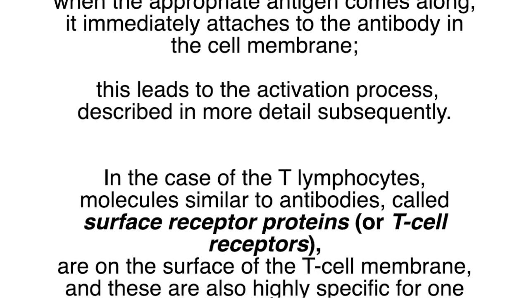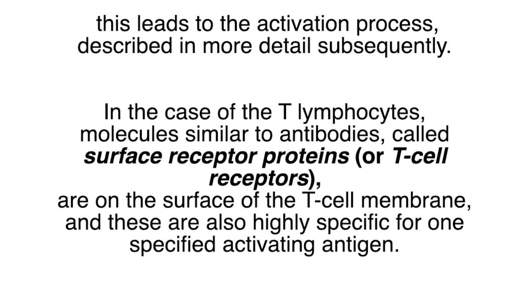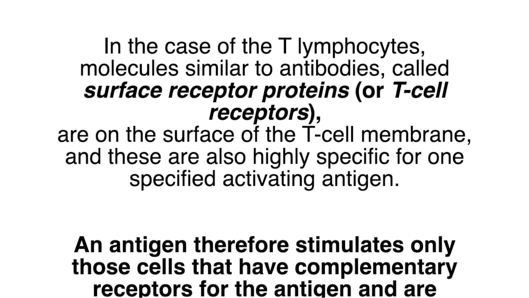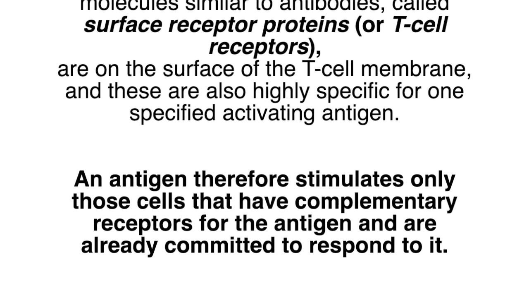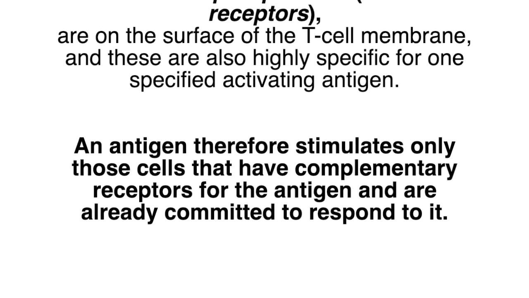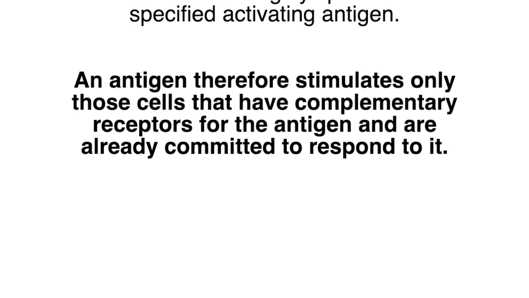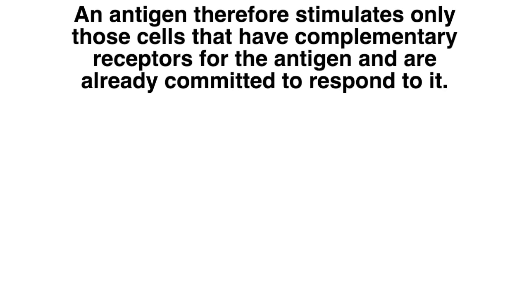In the case of the T lymphocytes, molecules similar to antibodies, called surface receptor proteins or T cell receptors, are on the surface of the T cell membrane, and these are also highly specific for one specified activating antigen. An antigen, therefore, stimulates only those cells that have complementary receptors for the antigen and are already committed to respond to it.